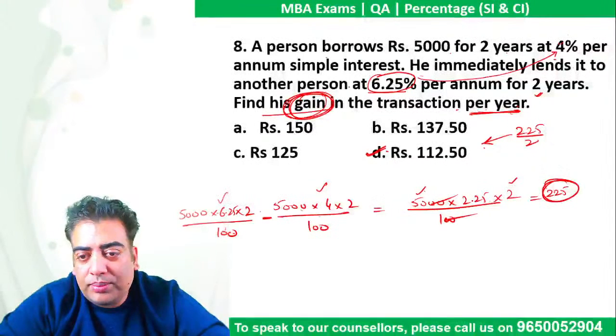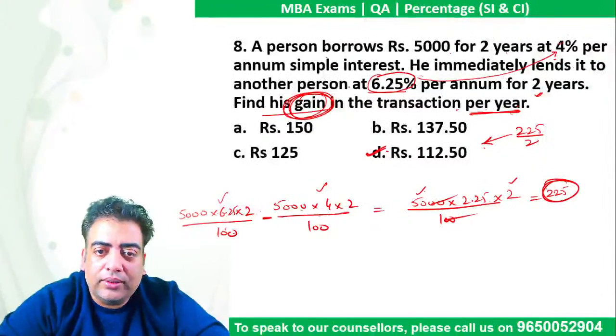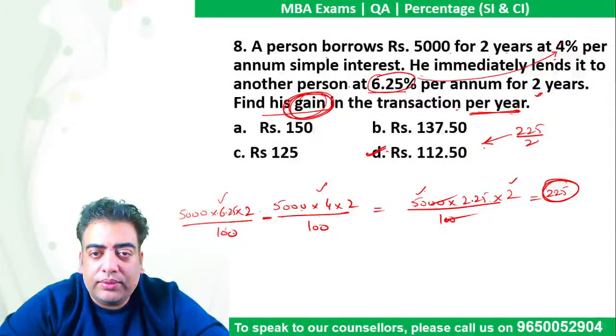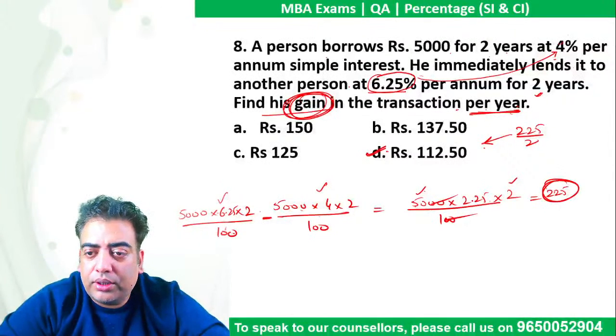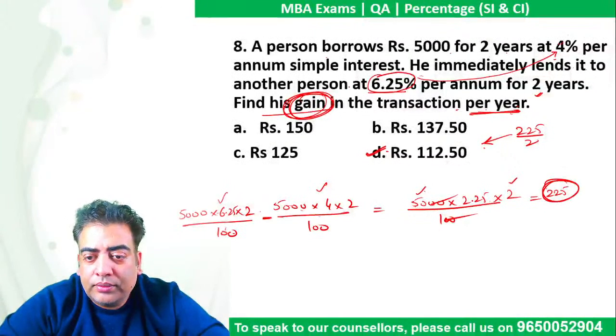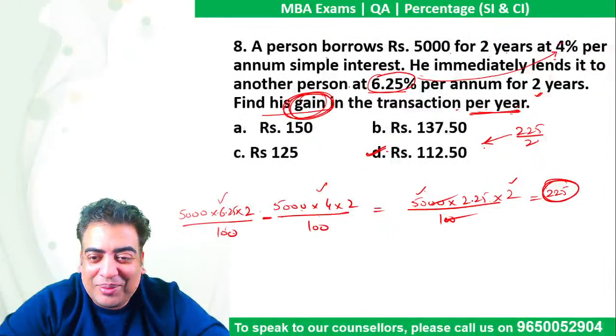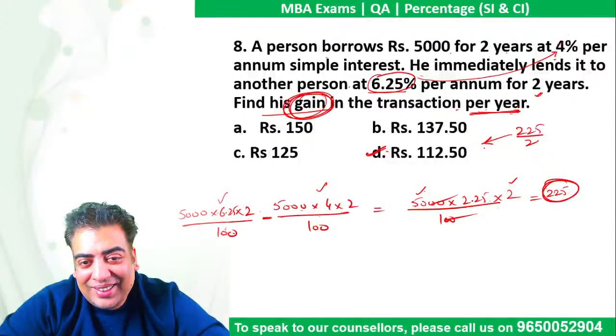Vaishnavi, it's not B, it's D. Half of 225. Right, Rahul, right. Sumant, right. Kalash, good, good, good. Vaishnavi, is it clear?